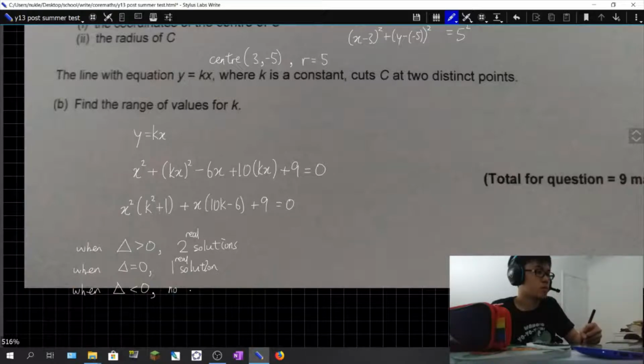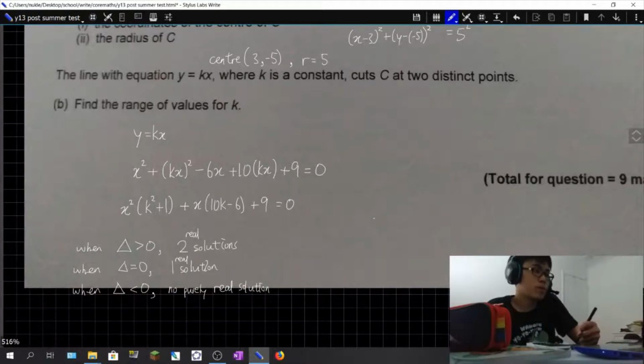There are no purely real solutions. Basically, just don't care about this. I'm just rambling. Basically, this is what you want to look at, because it's given that we have 2 solutions.